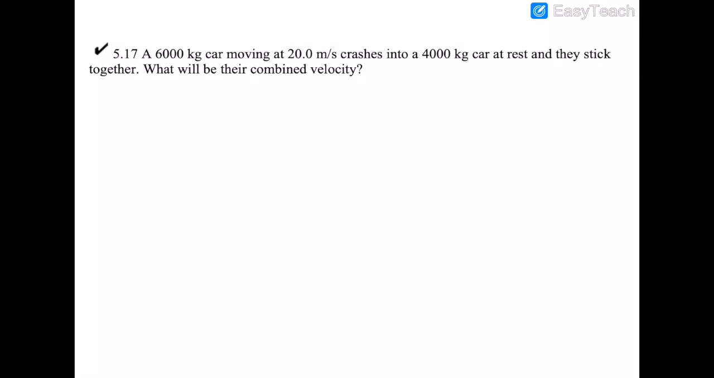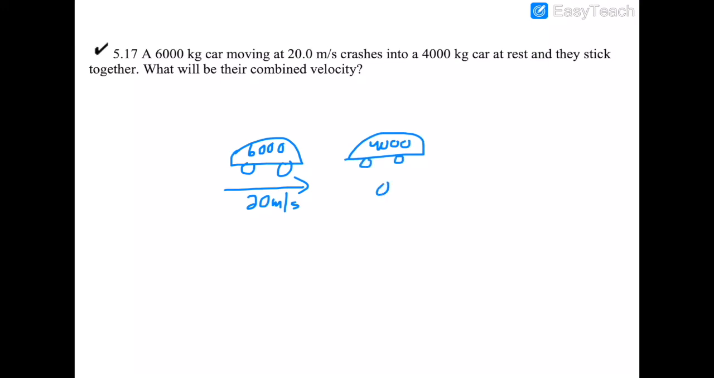We have a 6,000 kilogram car moving at 20 meters per second. Okay, so we got a little car here, 6,000 kilograms. It's moving along at 20 meters per second. Okay, it crashes into a 4,000 kilogram car. So here's a 4,000 kilogram car that's at rest. So right now this is at 0 meters per second. This is before the collision, and they stick together. When they crash, they actually stick together. What will be their new combined velocity?